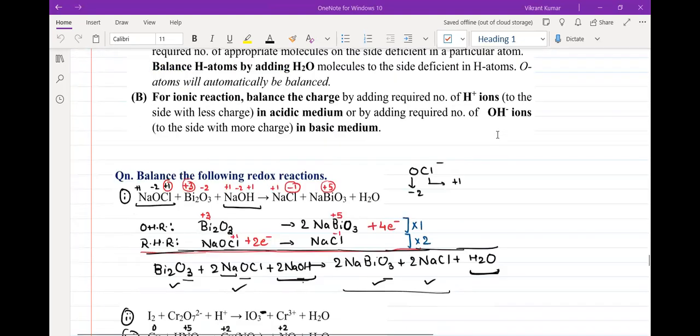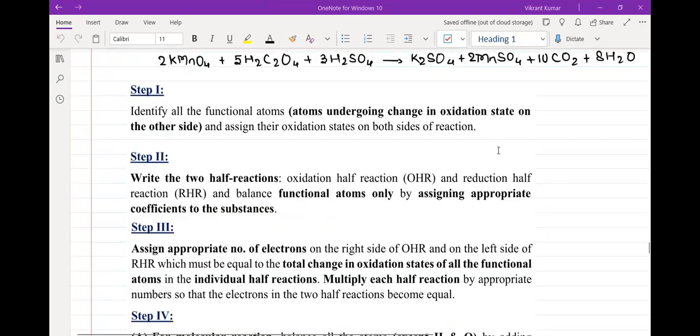We have 4 steps for balancing the reaction. First step is identify all the functional atoms. That means those atoms which are changing their oxidation state on the other side of the reaction. After identifying it, write the two half reactions in which you will be including only those substances which are having functional atoms. Then you will be balancing the functional atom from both the sides by assigning appropriate coefficient to the substances. ठीक है?